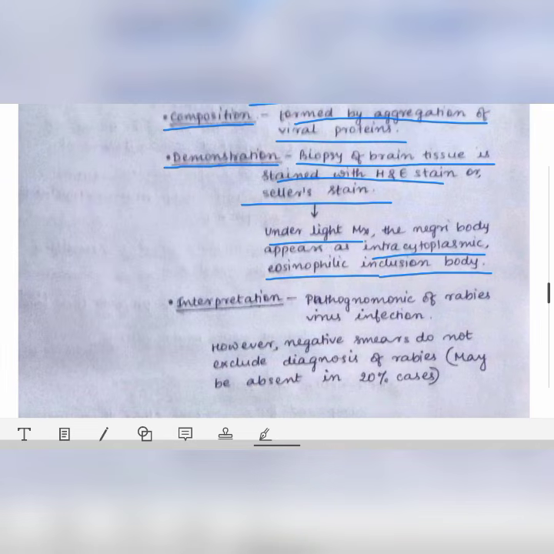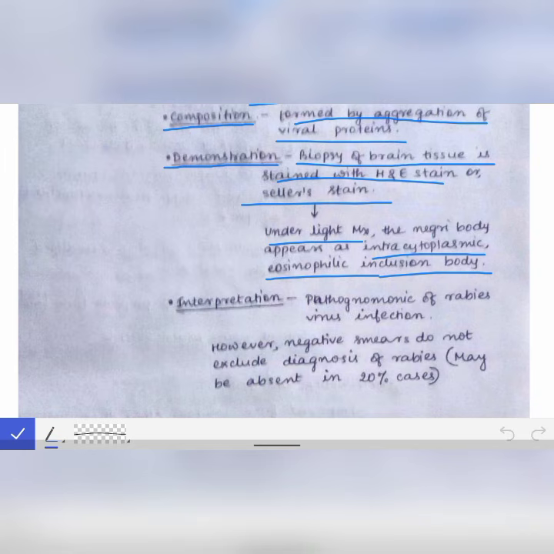What can we interpret by the detection of the inclusion bodies in the neurons? Although these Negri bodies are pathognomonic for rabies virus infection, still sometimes, in about 20% of cases, the Negri bodies are not seen in the neurons. So a negative smear cannot completely exclude the diagnosis of rabies.